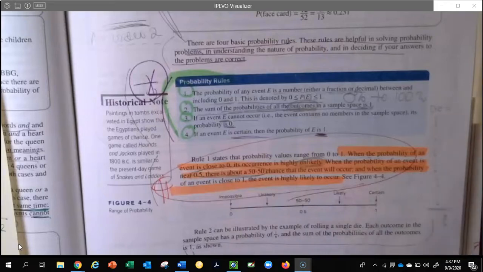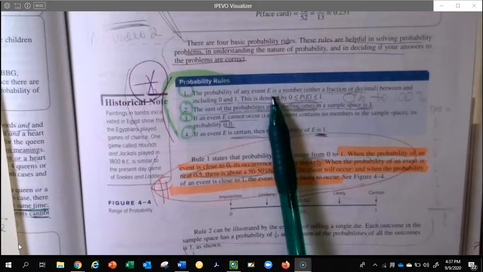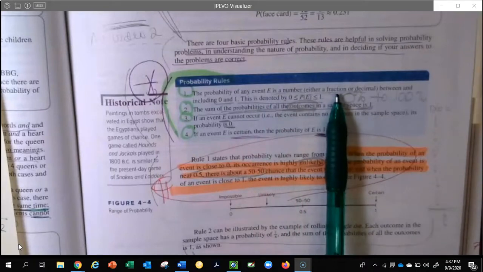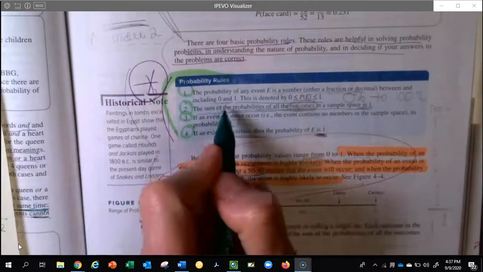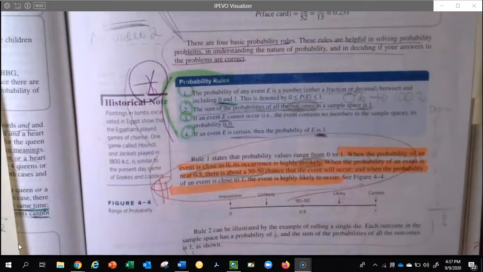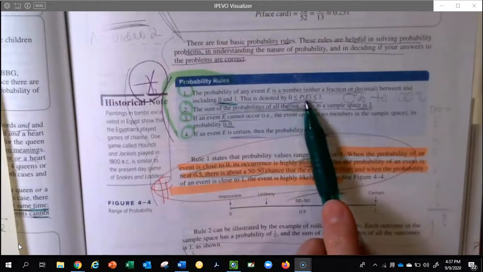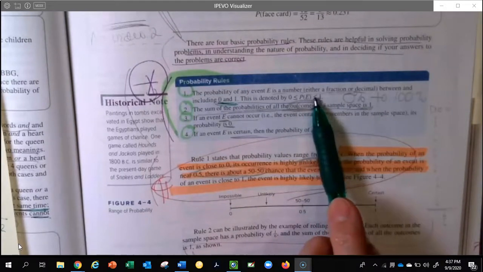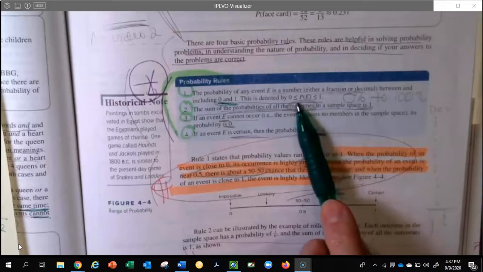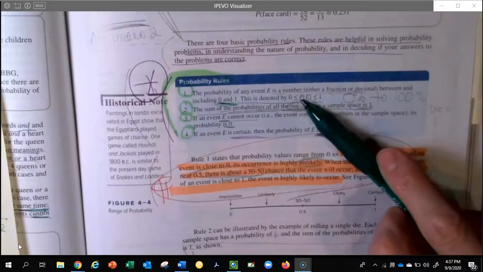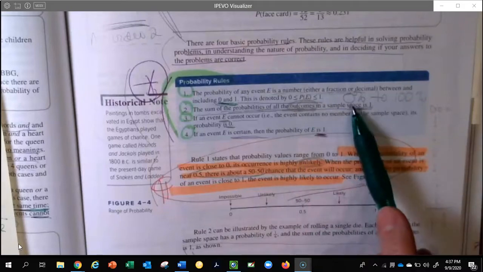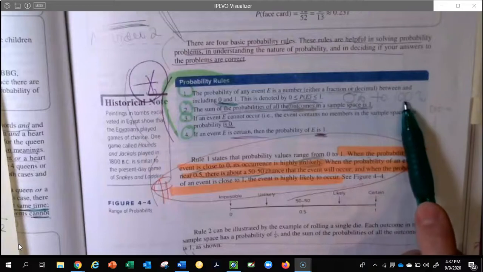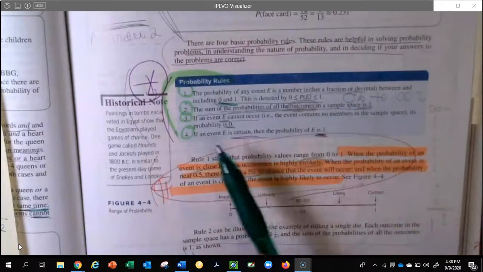It says on number 1, the probability of any event is a number. And remember how we've had fractions or decimals. But here's the big thing: that's going to be between and including 0 and 1. And they note it here. The probability of an event occurring is less than or equal to 1, and then when we read backwards, the probability of the event occurring is greater than or equal to 0. In other words, 0% chance to 100% chance, and we can think of rain.